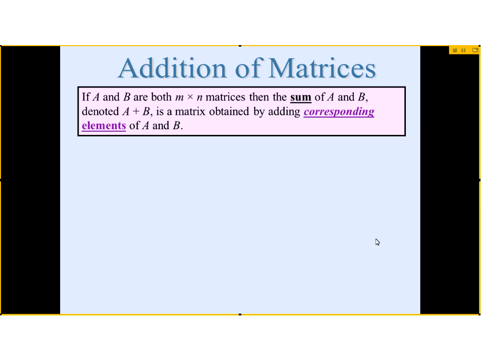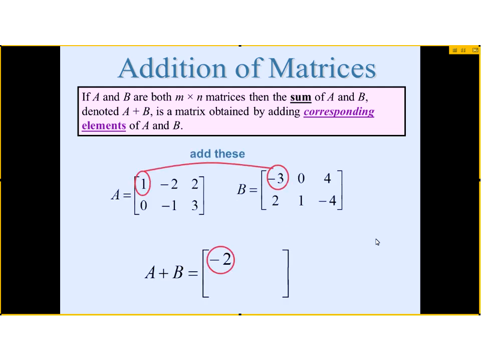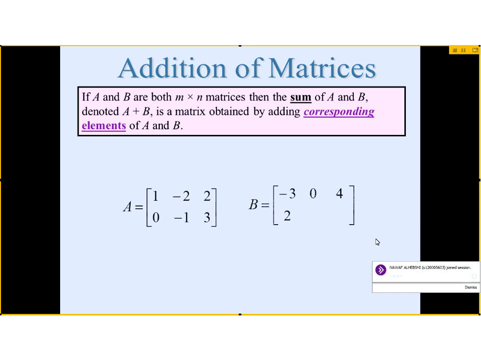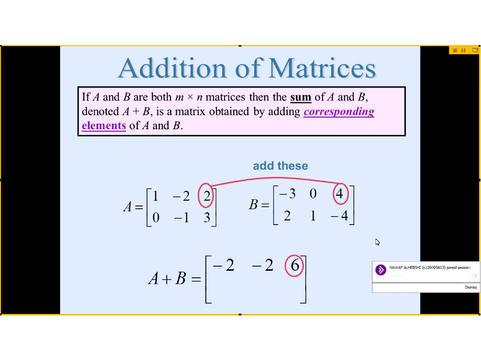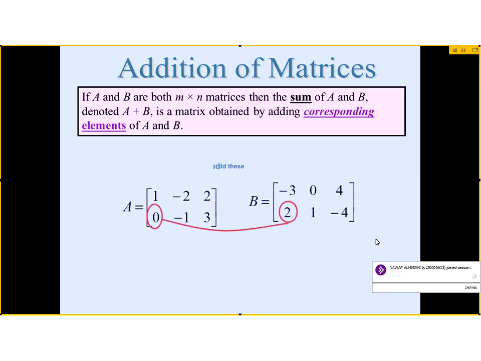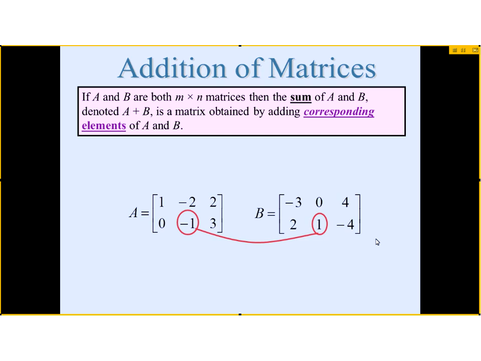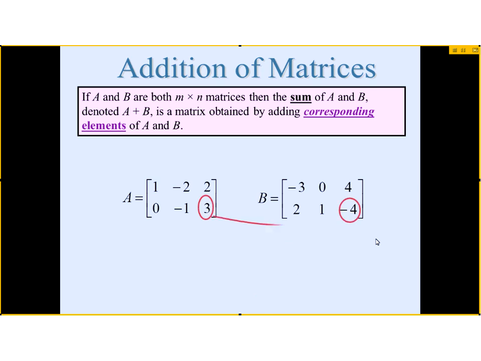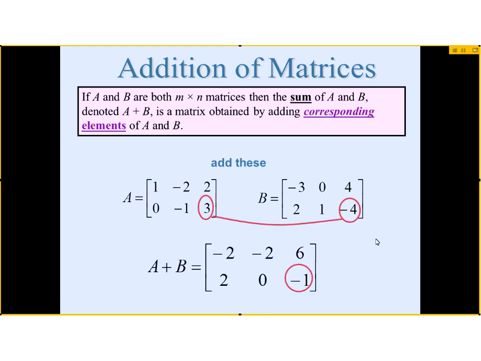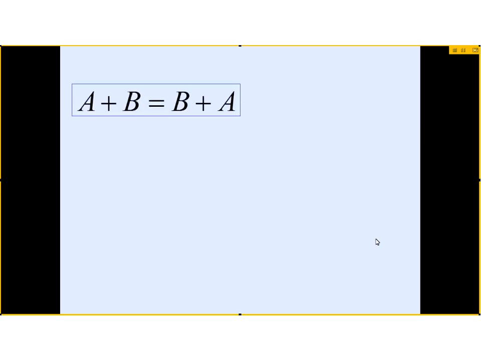I'm repeating once again. If we have two matrices and we are going to add them, then we add element by element. We add the first element, then the second element, and similarly the third element. Moving next, 0 plus 2 is equal to 2. Again moving next, -1 plus 1 is equal to 0. In this way we can solve the rest of the matrix. 3 minus 4 is equal to -1. So this is the procedure. In this way we can add two matrices.